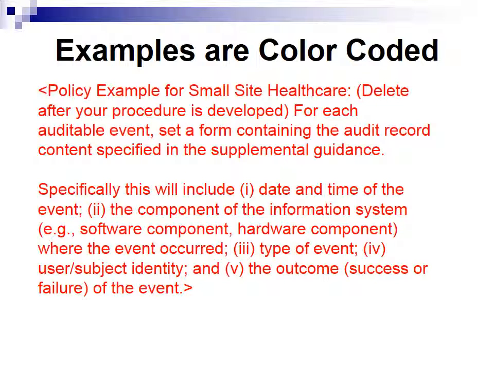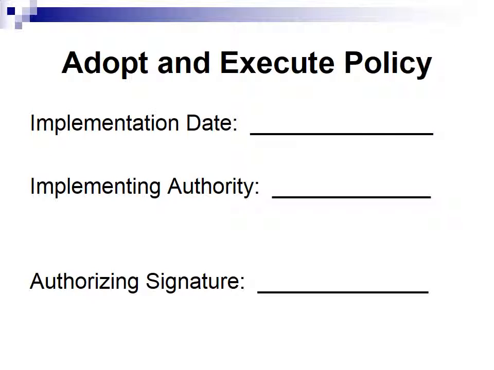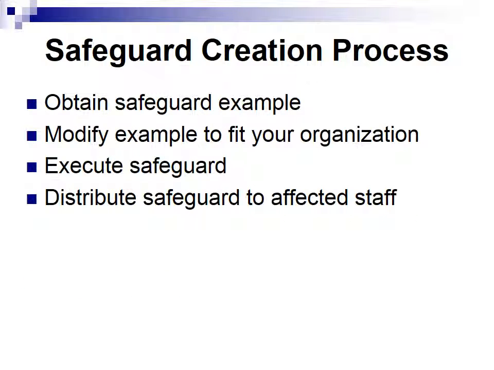Red text needs to be modified to fit the particular organization. The site-specific safeguard needs to be approved, adopted, and executed. Execution should involve a date, identification of the implementing authority, and a signature, either electronic or manual. Once executed, the policy safeguard needs to be distributed to all staff who are affected.